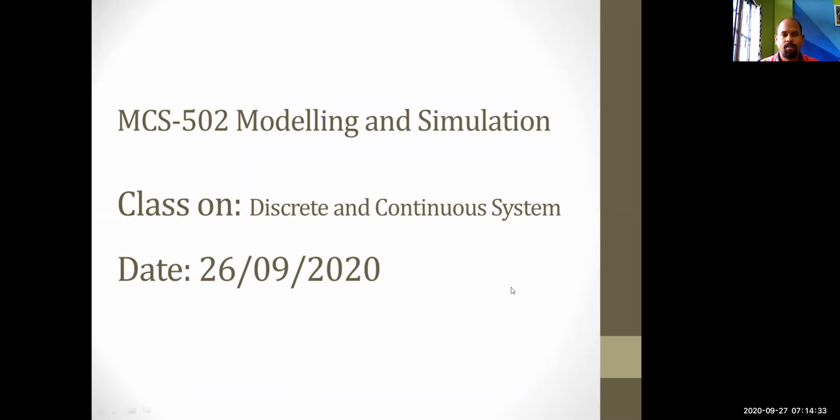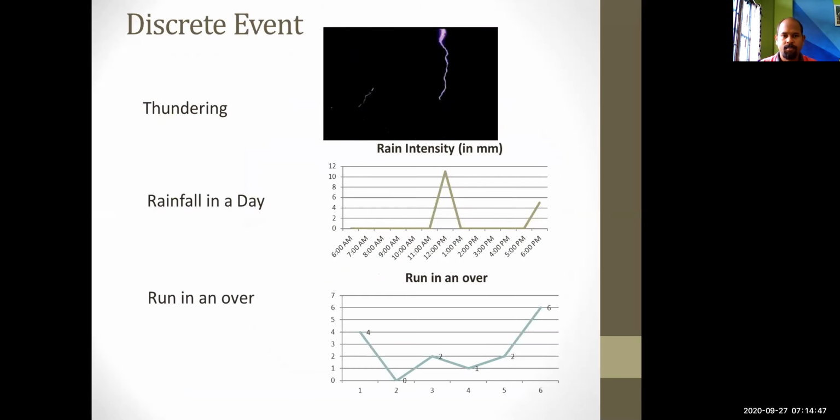This is our class on MCS 502 Modeling and Simulation. This is the class on discrete and continuous systems. Discrete system. If you see here in this slide, you have three different types of discrete events.